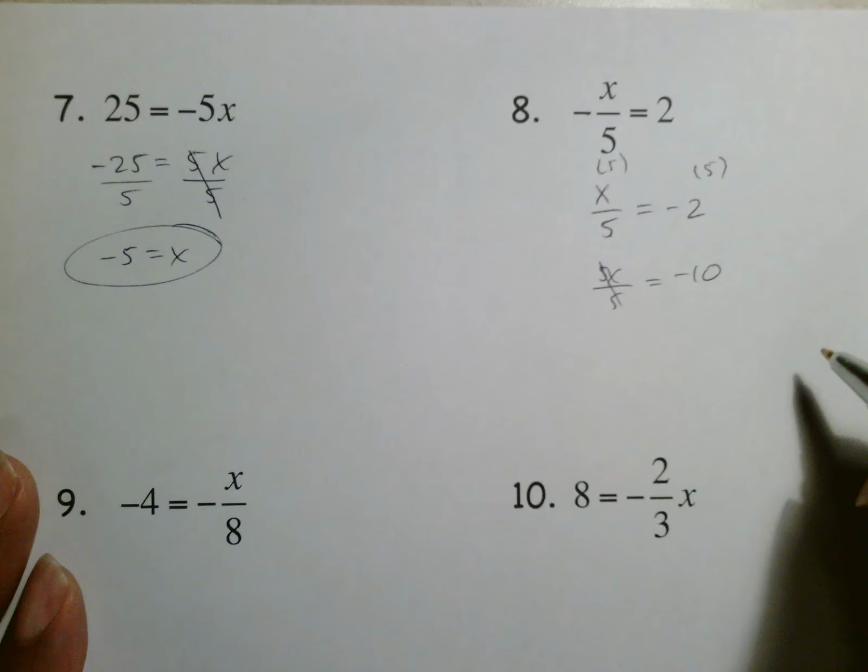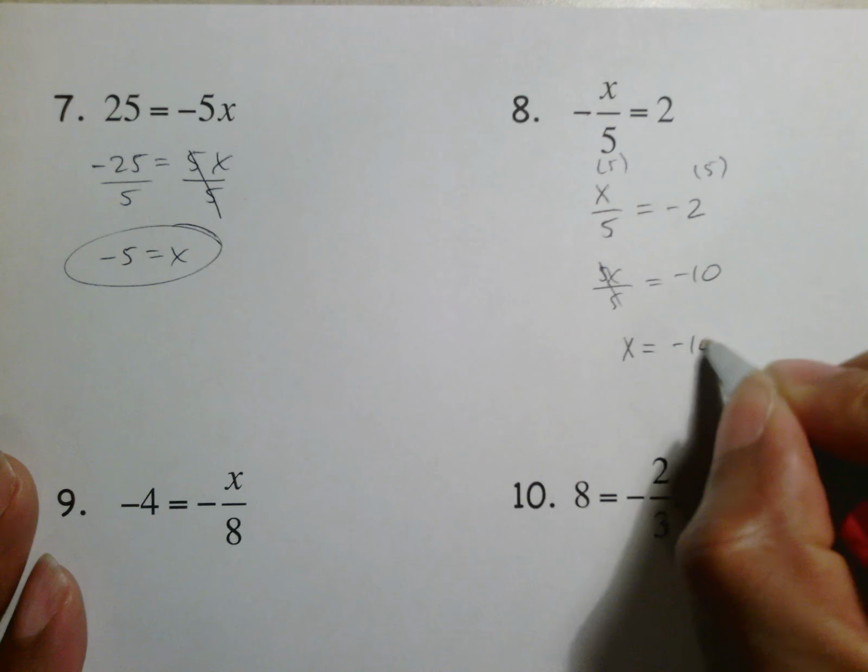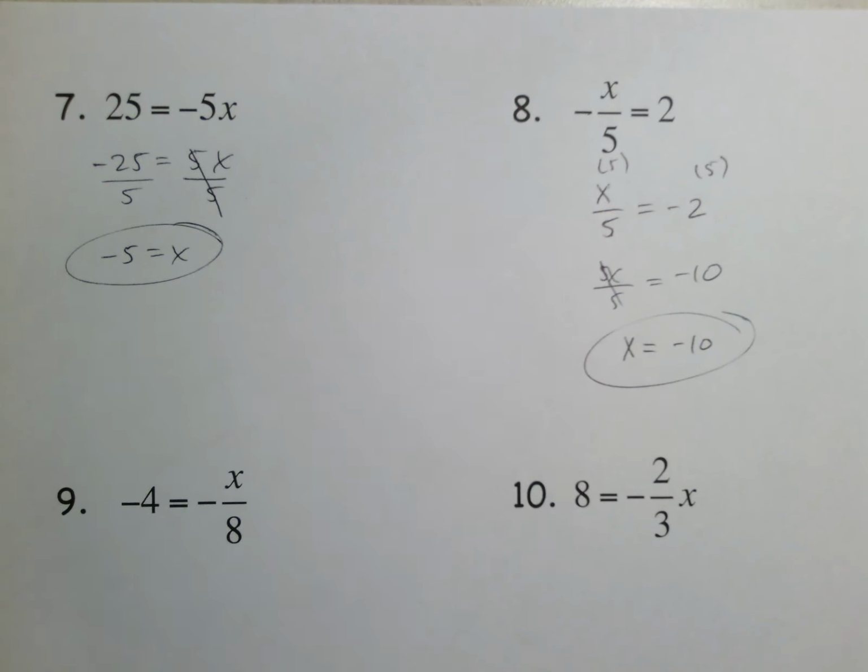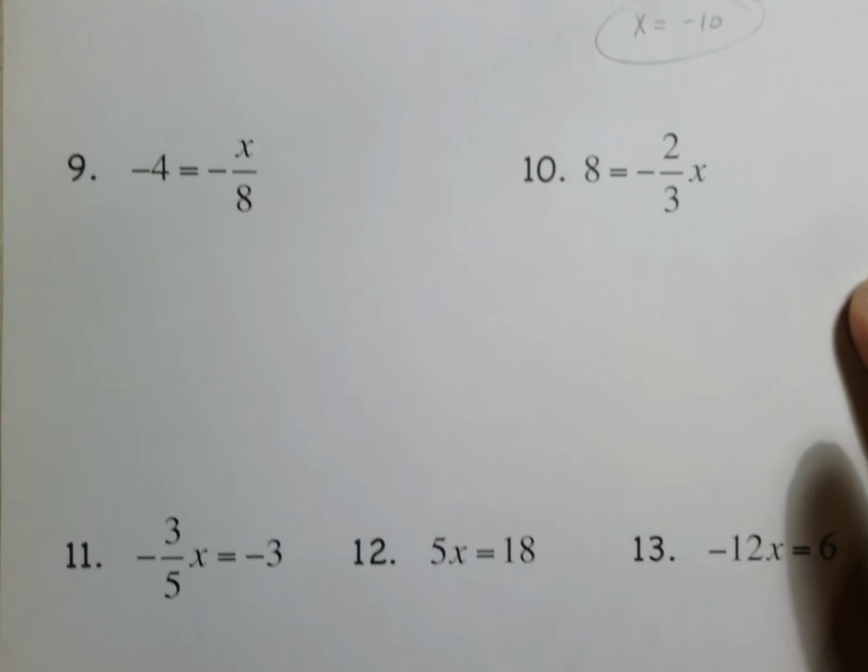The 5's cancel, bringing down x equaling negative 10. The four choices still stay the same. The only thing you added as a fifth choice is that if your x is negative, flip it over. Flip over both sides. So number 9, same thing.